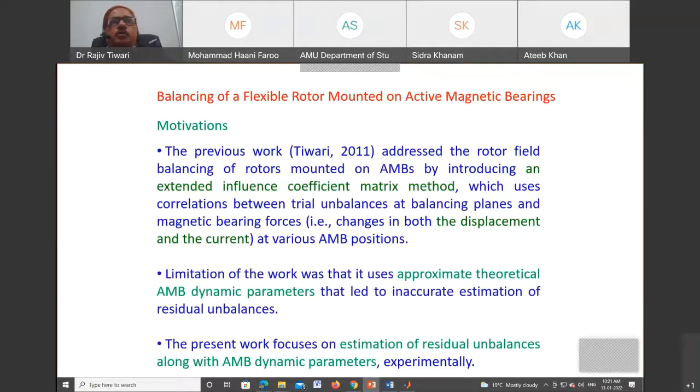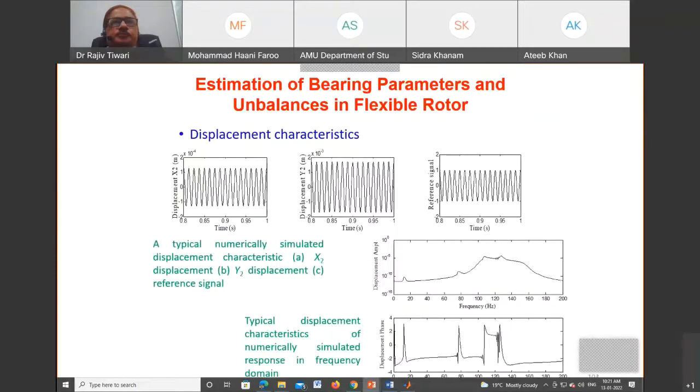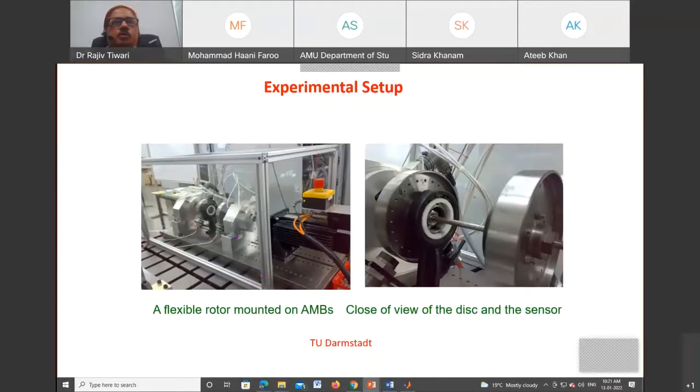Then here the problem was, in the previous case, as I mentioned previously, the magnetic bearing parameters we theoretically estimated and used in our estimation. So for the magnetic force which we obtained, we used Kx and Ki, but we calculated them theoretically based on whatever the parameters were there. So that may have some sort of errors in the parameter estimates. So we thought whether we can estimate that critical parameter also along with the unbalance.